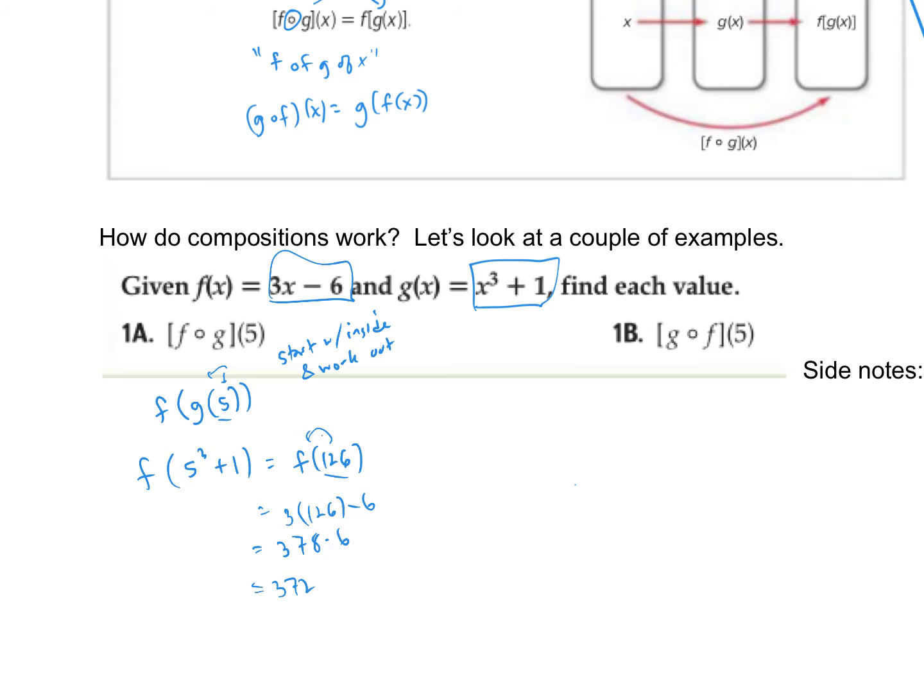Now, the second example here, g of f of 5, again, the first thing I'm going to do is write it like that. And I'm going to work from the inside out. So this time 5 will go into f first. So that means it gets plugged into 3x minus 6. And that will be 15 minus 6, which is 9. And then that 9 gets plugged into g. Nine cubed is, I think, 729.